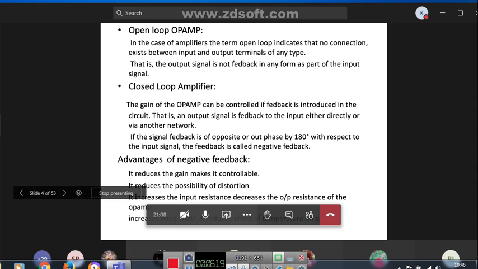If you see the advantages of negative feedback, due to negative feedback the distortion decreases, the input impedance increases, the output impedance decreases, and the bandwidth increases. These are the characteristics of the negative feedback. Okay, if you see the drawback of the negative feedback, here the gain decreases. That is the drawback of the negative feedback.